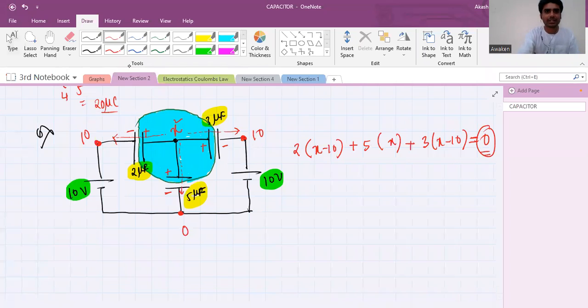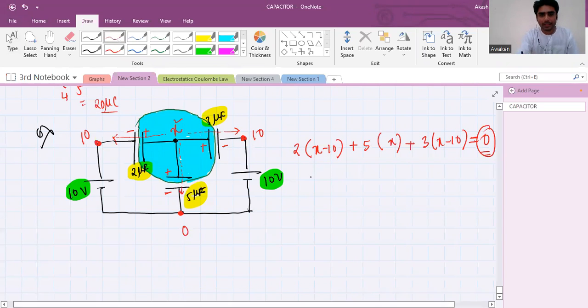Now from here we can find the value of x. See how we'll find. So 2x minus 20 plus 5x plus 3x minus 30 equals to 0, right? 10x equals to 50, so x equals to 5. So write down x equals to 5, right?